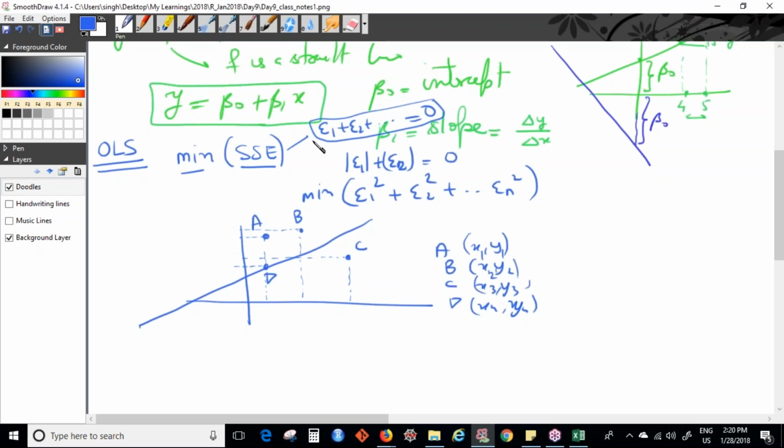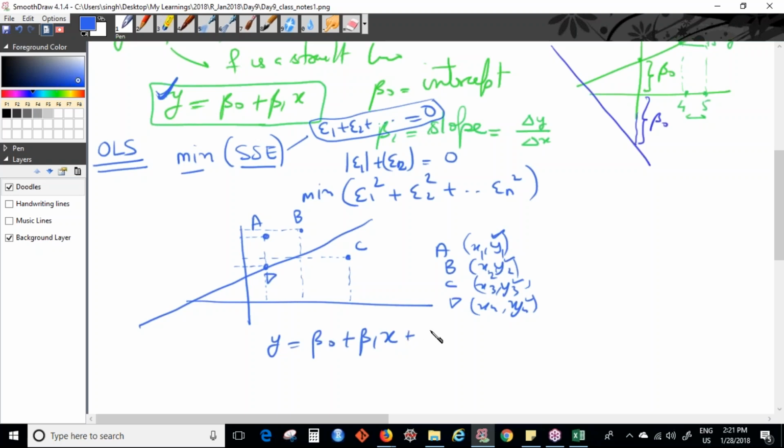We are only concerned with the value of y. Y is our dependent variable. So the y coordinate is the actual value of these points, whatever you get. Now we will use this line to predict. So using this line, we will get some value, some prediction.